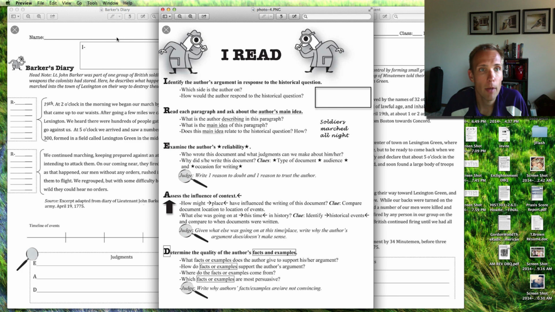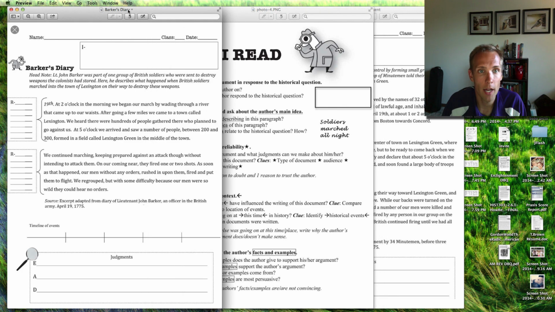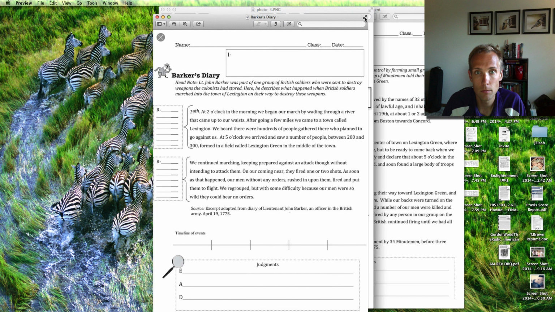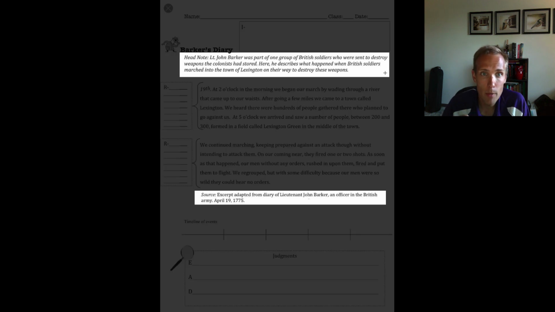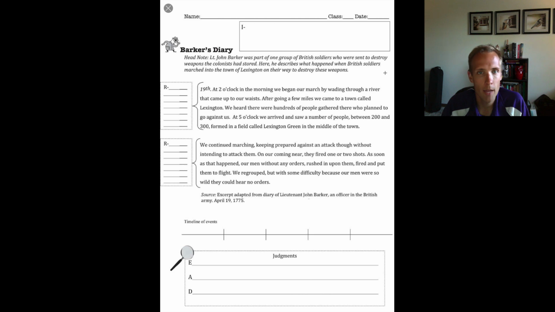Okay, so let's start by looking at Barker's diary. I want to remind you, every time that we have a document, I will provide an area of source information. We'll say source information. It might say head note at the top, but there will be some background information that will help you better understand the source of the document: where it came from, and the purpose that it served.